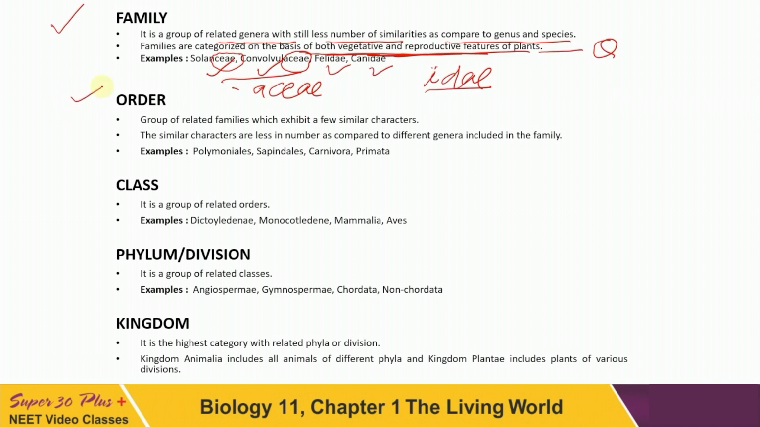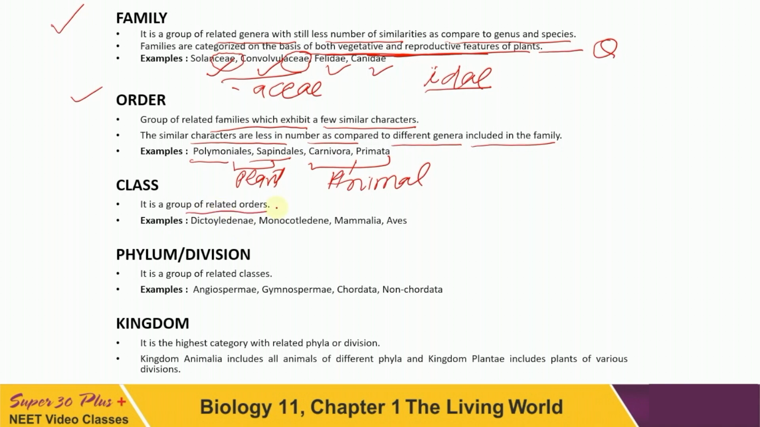Order: same case, related families which exhibit a few similar characters, and similar characters are fewer in number as compared to the different genera included in the family. For example, Polymoniales and Sapindales are the orders of plants which I have narrated earlier. Carnivora and Primata are the orders of animals. Is it clear? Class is a group of related orders.